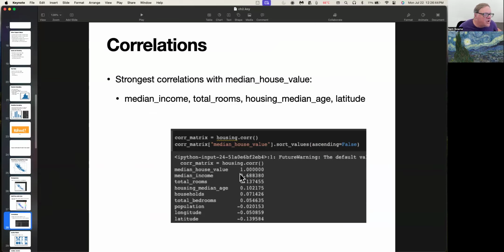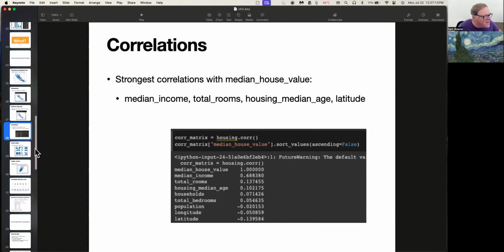And remember, correlation coefficients measure how predictive something is. So in this case, of course, we're trying to predict house value. So the house value is 100% correlated with itself. If you look down here, income is very strongly correlated, 68%, which means this is a really strong predictor. Total rooms has some predictive value. These things here have almost no predictive value. And latitude has some predictive value, although in a negative sense, the higher latitude leads to lower prices. So that's one thing when you have measures.